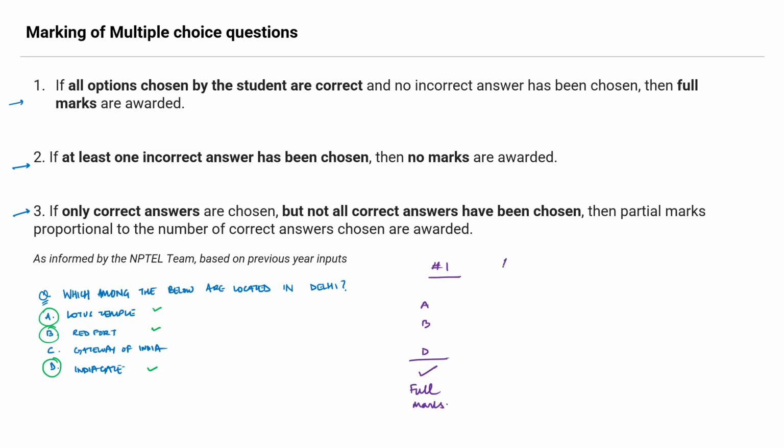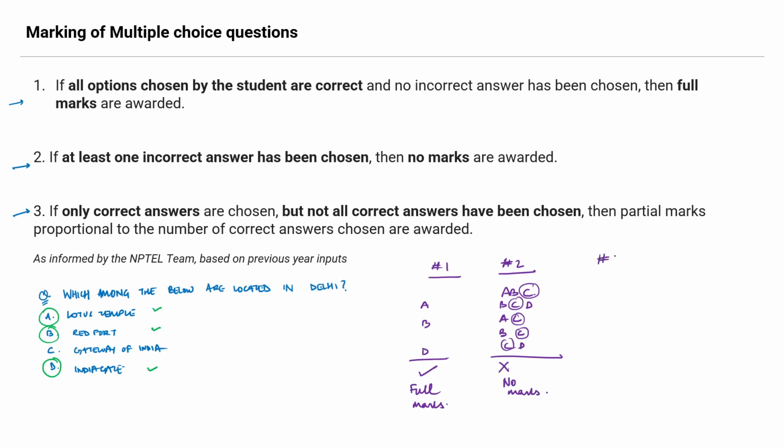Let's take scenario 2, which says if at least one incorrect answer has been chosen, then no marks are awarded. Which basically means if I select A, B, and C and I submit, or if I select B, C, and D, or A, C, or B, C, or C, D. Since each of these has C as one of the options, which is an incorrect one, I won't get any marks. No marks.